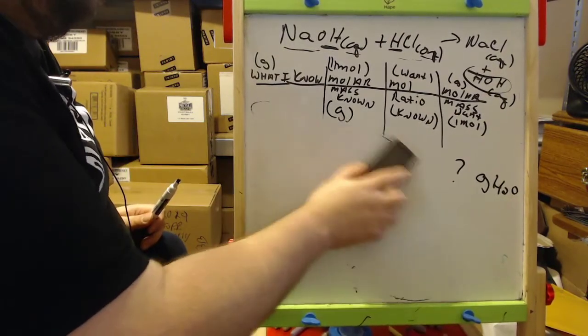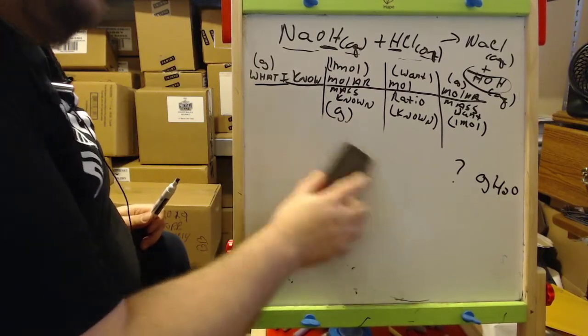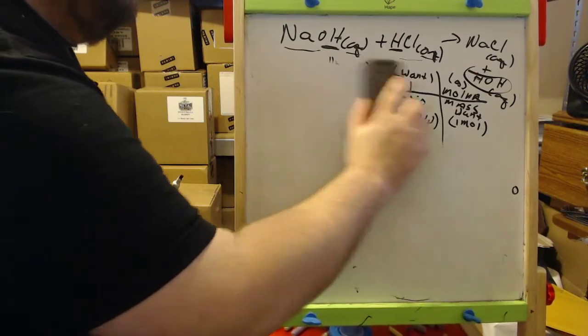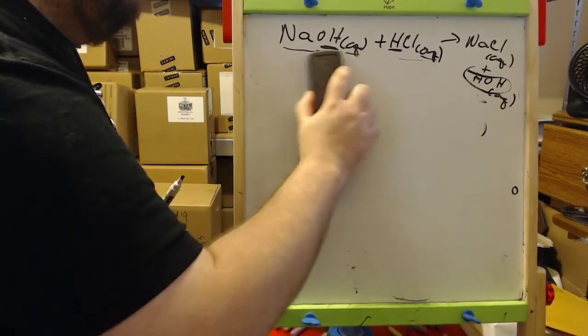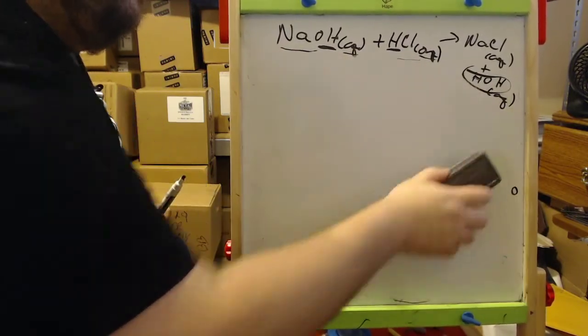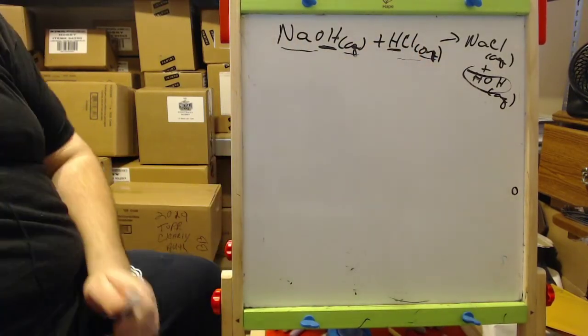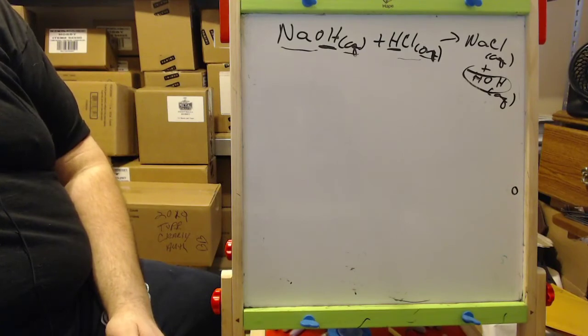So where do we really use this information? We use this information in something called titrations. And the first step in a titration is to write a balanced equation out.